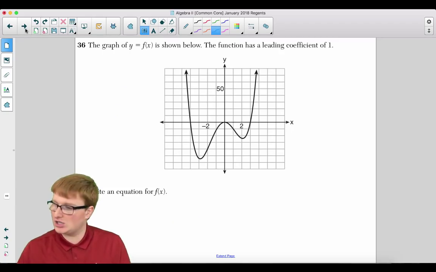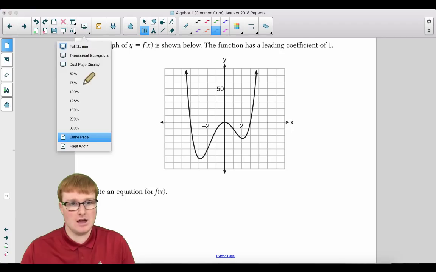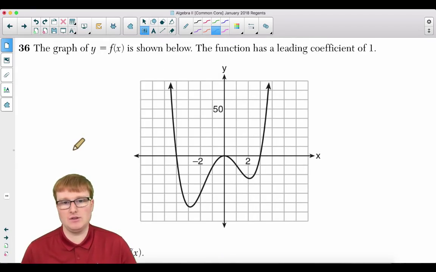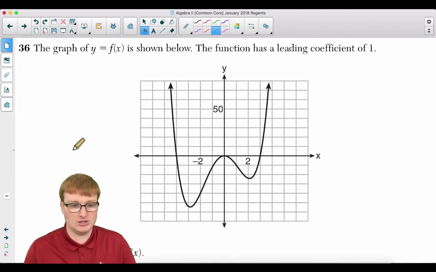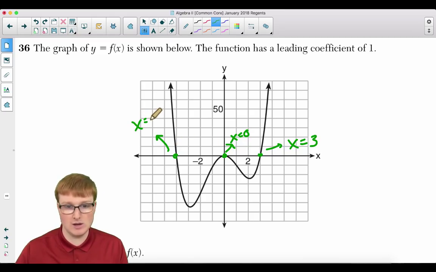Moving on to the last part 3 of this exam, then moving on to the part 4s. The graph of y equals f of x is shown below. The function has a leading coefficient of 1. That's good to know. Write the equation of f of x. So, do not get confused with this. The root is x equals 3. The root over here is x equals 0. The root over here is x equals negative 4.